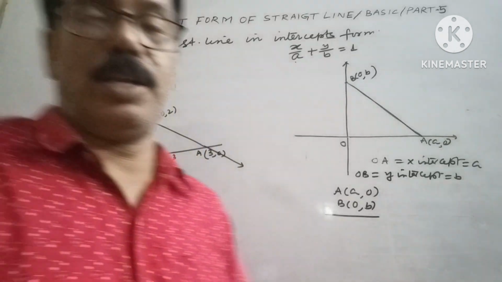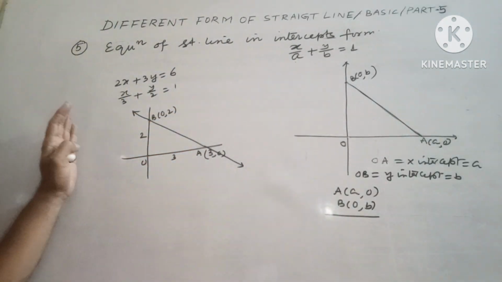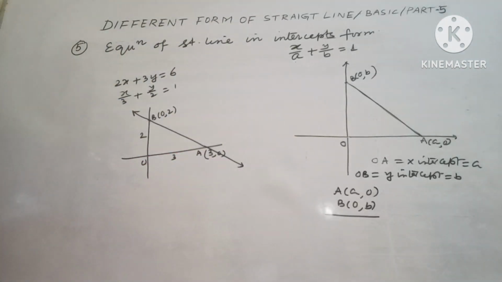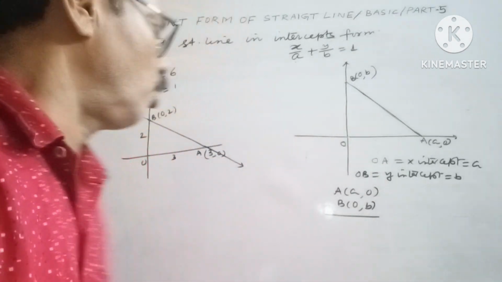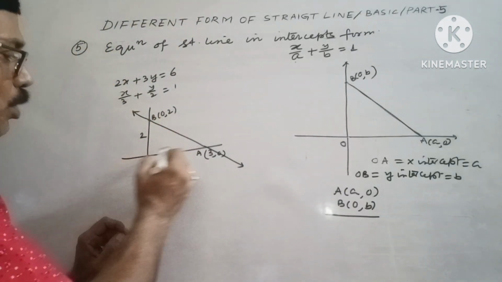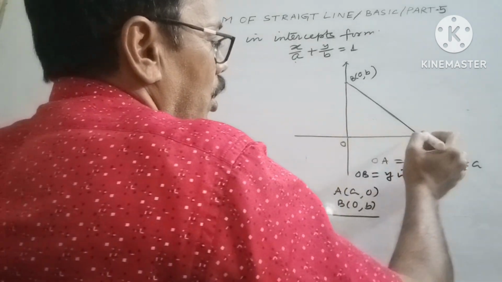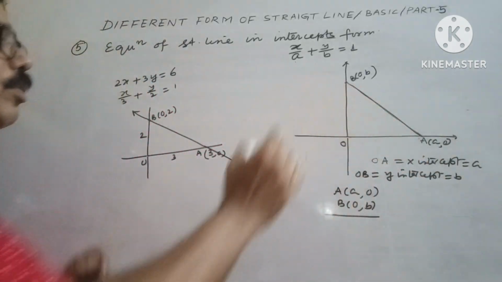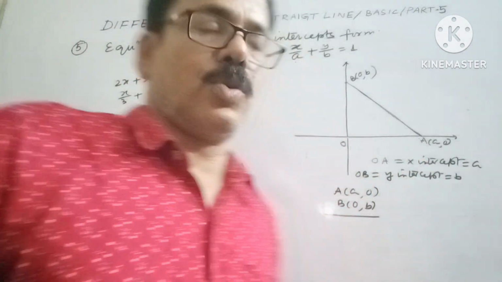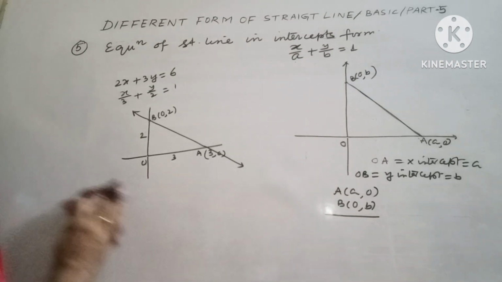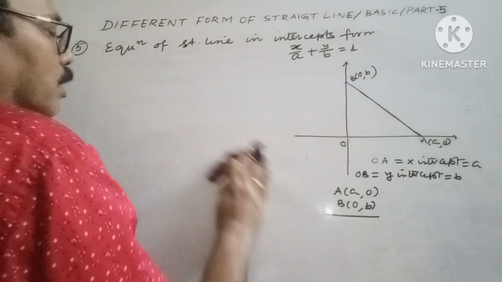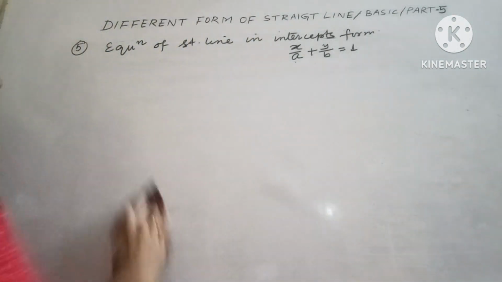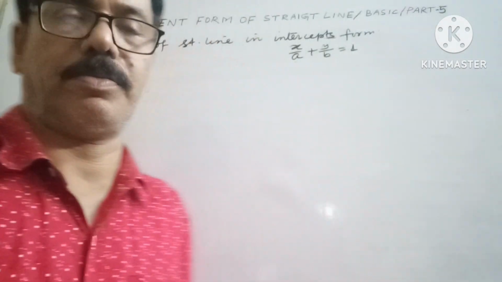Now, using intercept form, you can easily draw the graph of a line. Any equation which can be put in intercept form, no need of taking any points. Put it in intercept form, find the x-intercept and y-intercept, and draw the line. So it will be very useful in drawing the graph of a straight line. In physics also, in solving problems of mechanics.